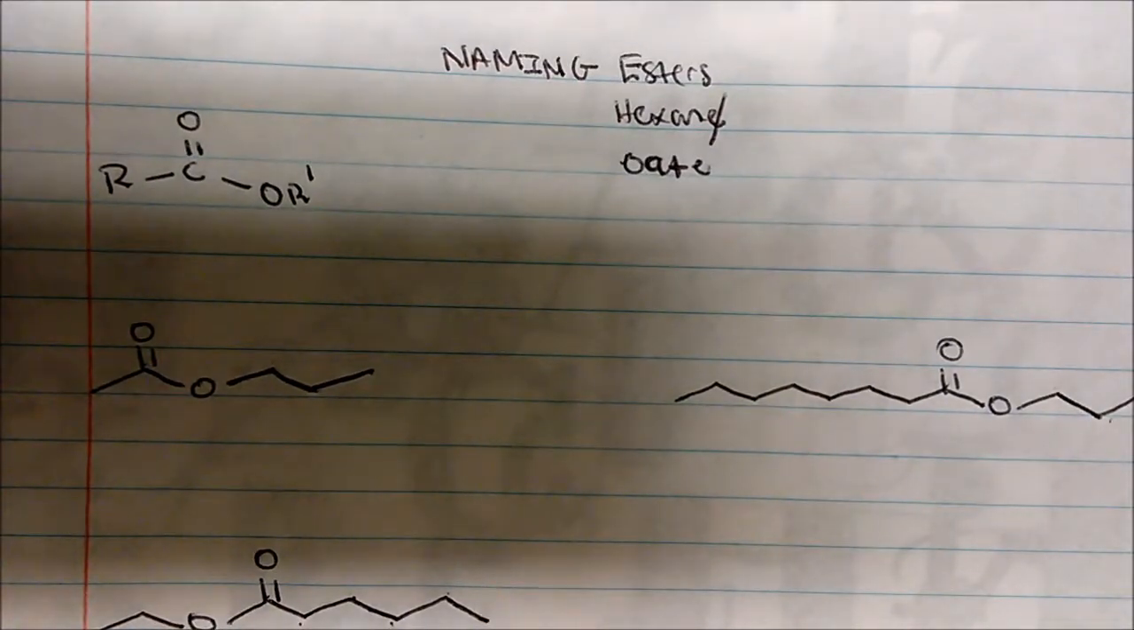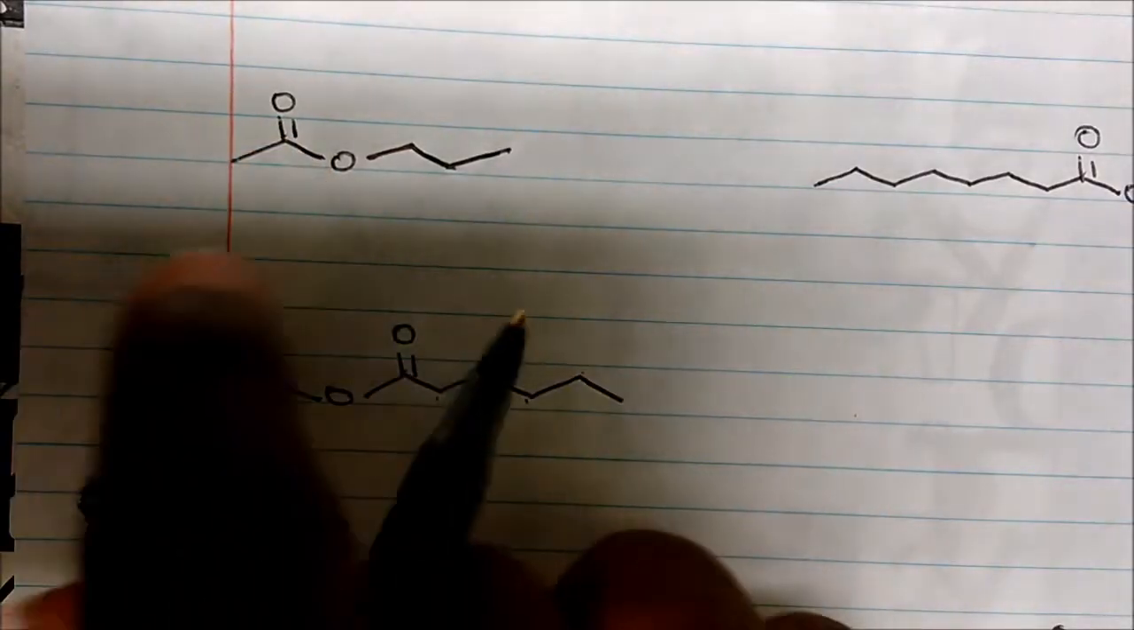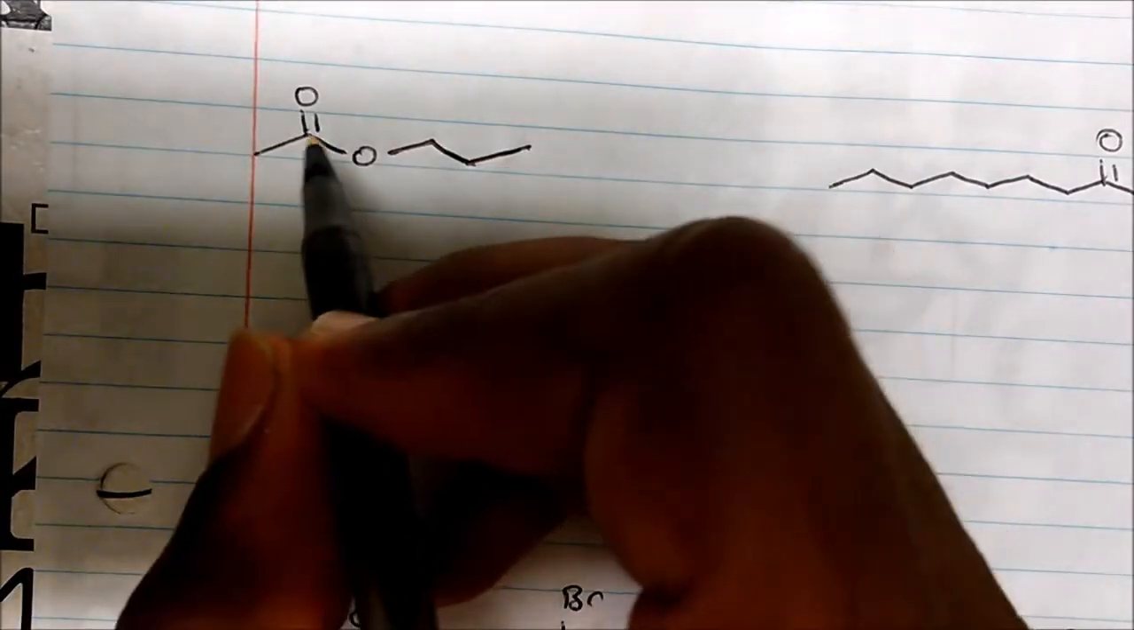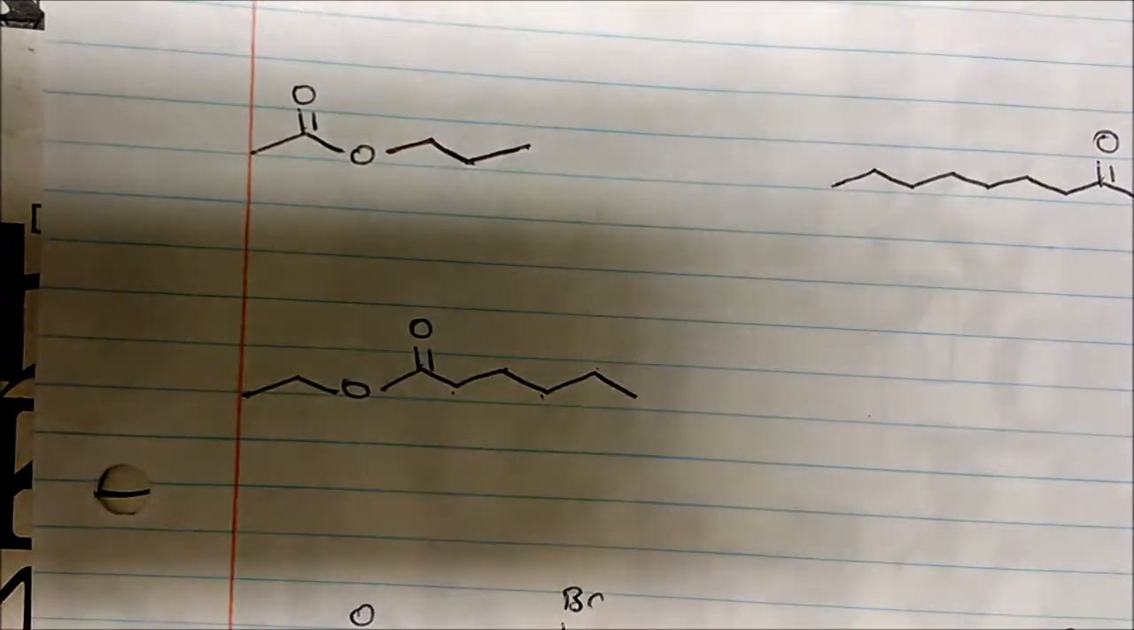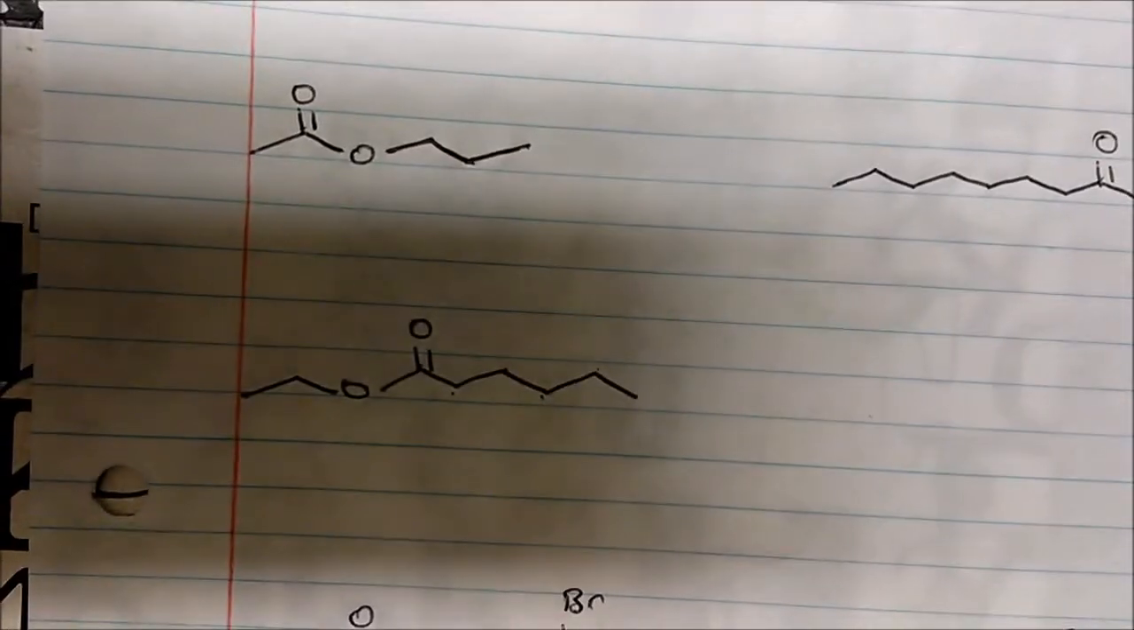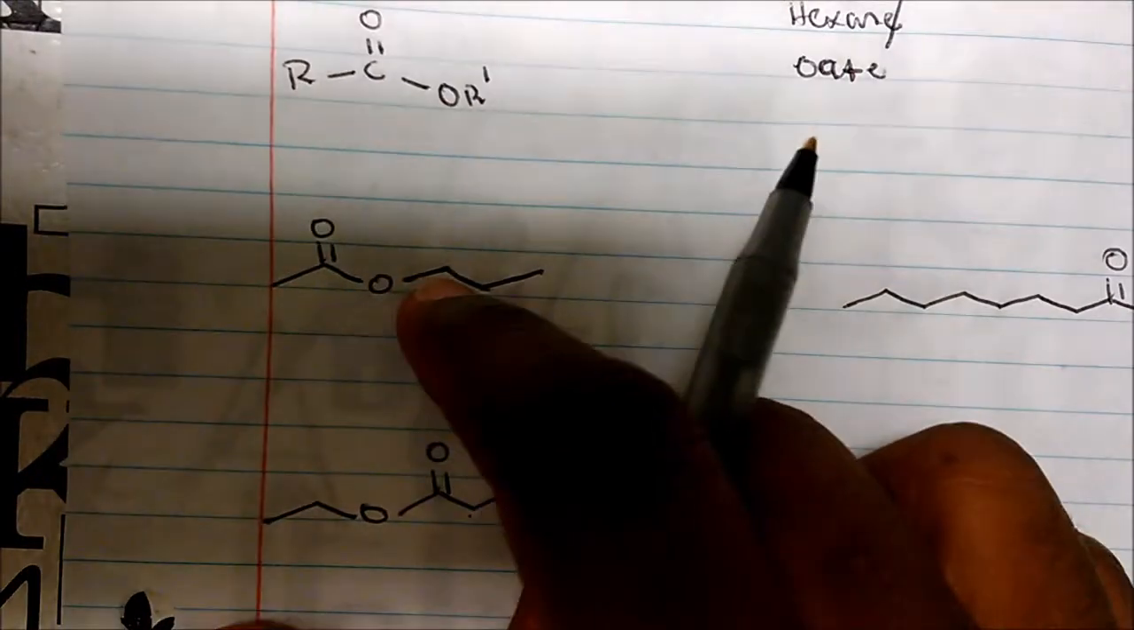And so that's what we need to know. Now, how do we name these? The longest continuous carbon chain always involves the carbonyl carbon. So that's how we name the parent chain. So let's take a look at the first example. How do we name this?